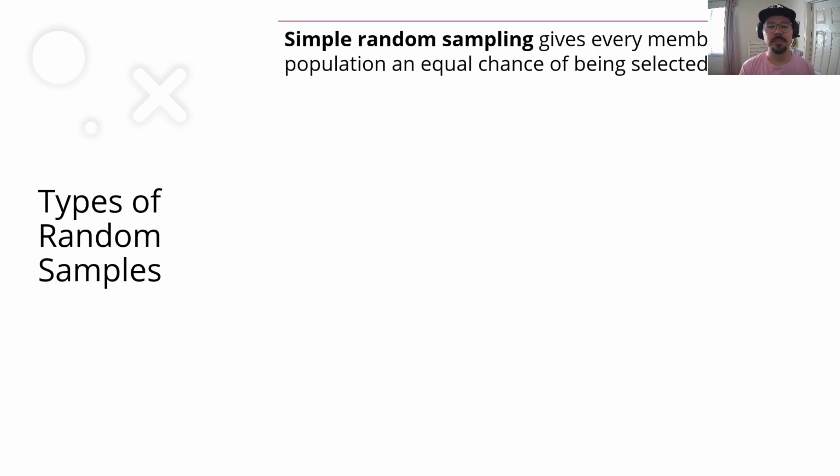And then we have types of random sampling methods. So one example is simple random sampling, which gives every member of the population an equal chance of being selected. I'll give you a heads up now that this particular method of random sampling is the foundation of the kind of sampling we are going to be using as a theoretical foundation in our class.